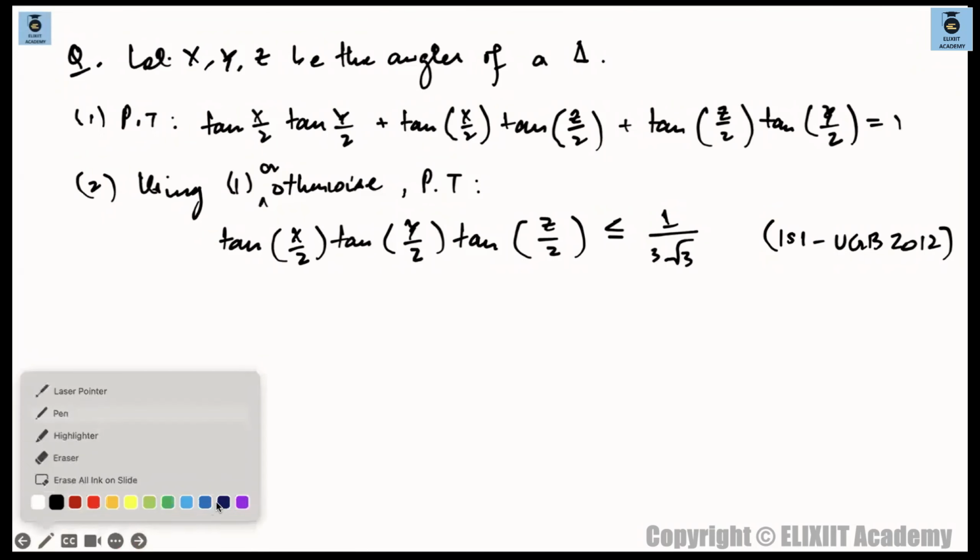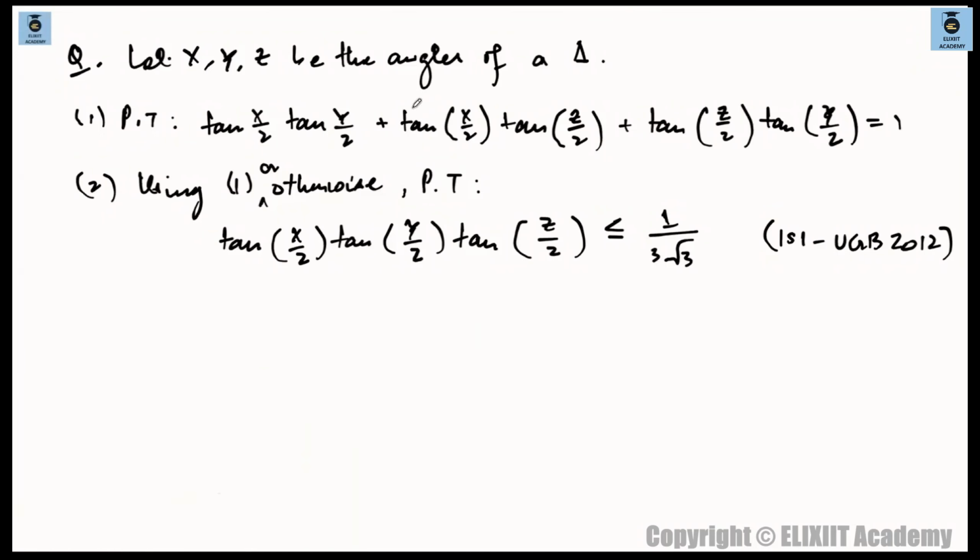If x, y, z are given to be the angles of a triangle, you should start off with the condition, that is, x plus y plus z is equal to pi. You should be starting off with this first. Then write this as x plus y is equal to pi minus z, and then simply take tan on both the sides. That's what we used to do. Tan of x plus y.